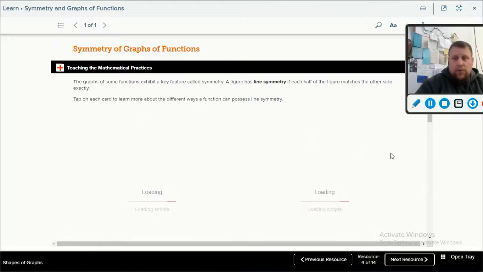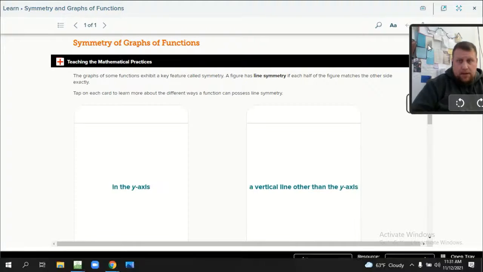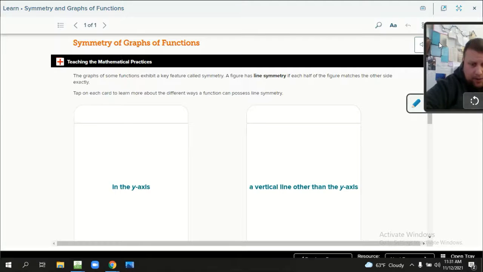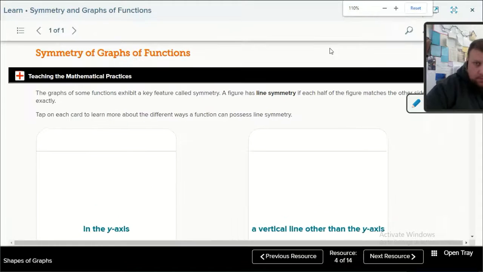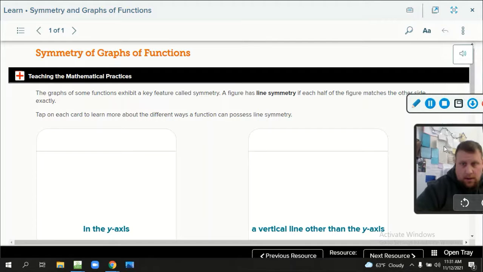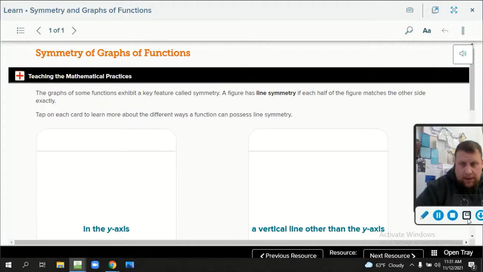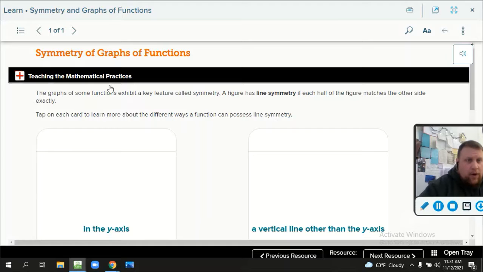We're going to start with really talking about symmetry. The graphs of some functions exhibit a key feature called symmetry. A figure has line symmetry if each half of the figure matches the other side exactly.